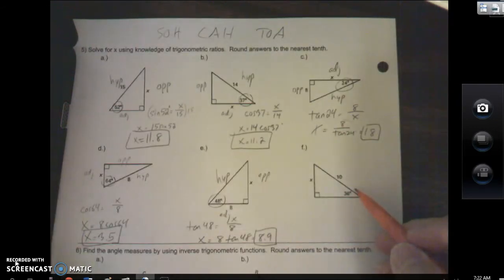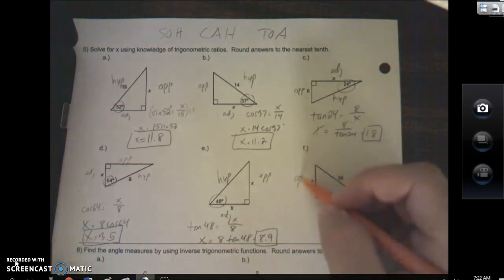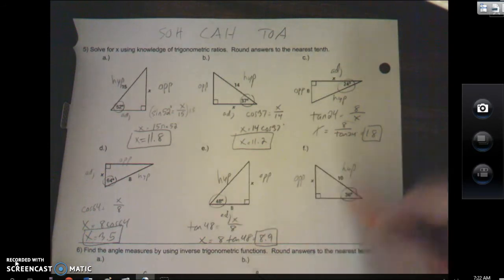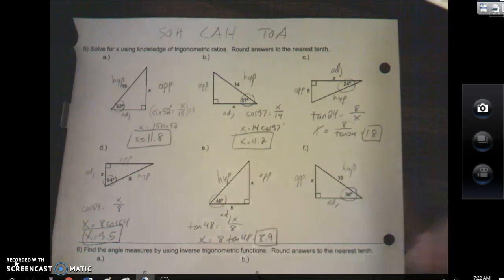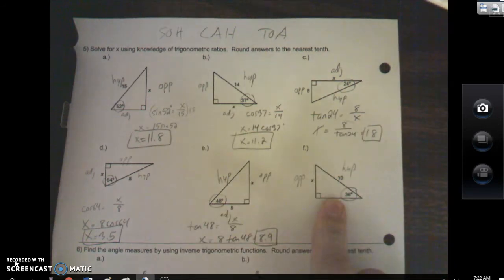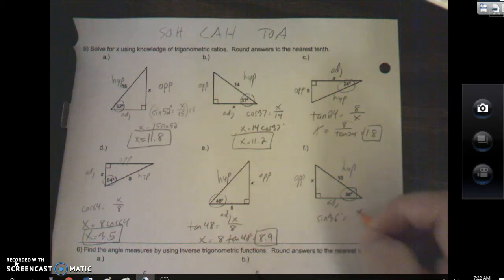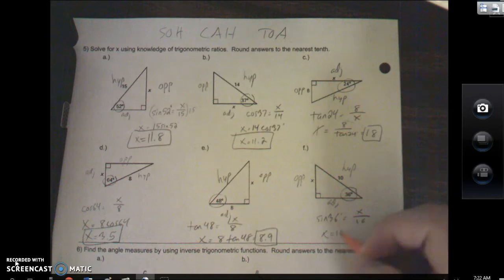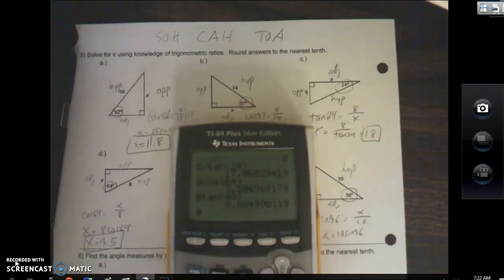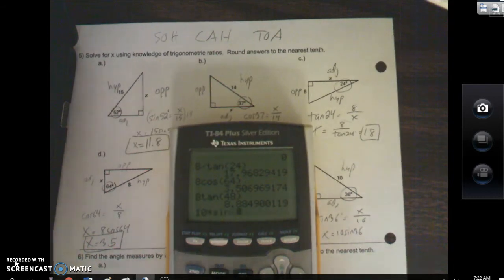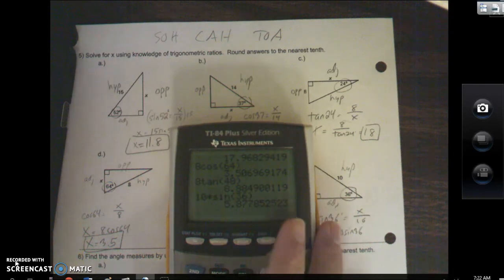And finally, here's my reference angle. Opposite, hypotenuse, adjacent. O and H is sine, so sine 36 equals X over 10. Multiply both sides by 10. 10 times sine 36 is 5.87, which rounds up to 5.9.